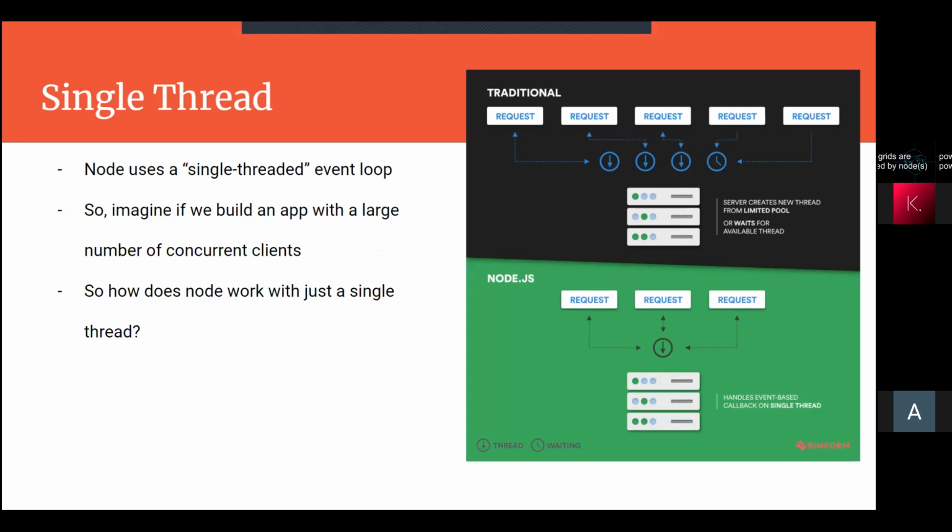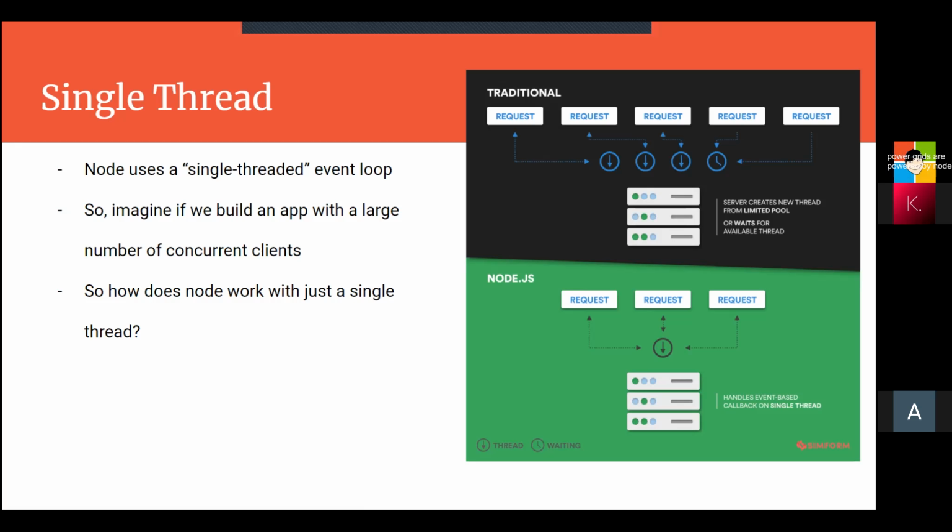Okay, and then additionally, Node uses something called a single threaded event loop, but you might not know what this means. So in this picture, you can see the traditional way, where a new thread is created for each request, or the program will wait until there's an available thread. In this case, there are 4 threads open and 5 requests. So each thread handles 1 request, and this 5th request has to wait for the next available thread.